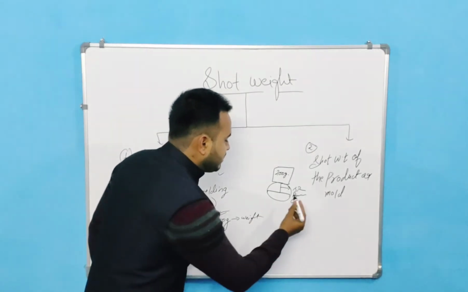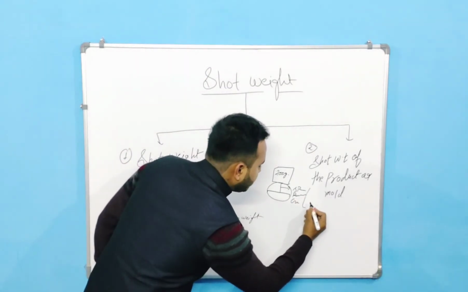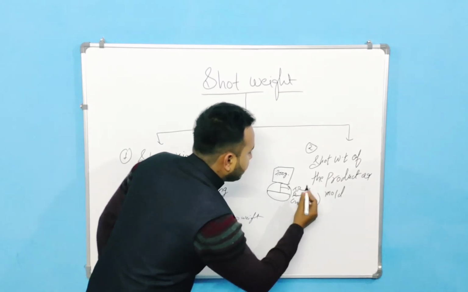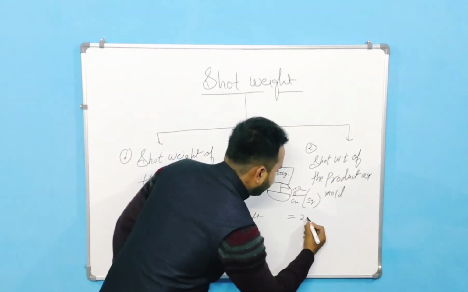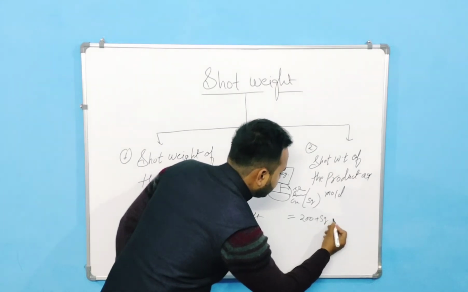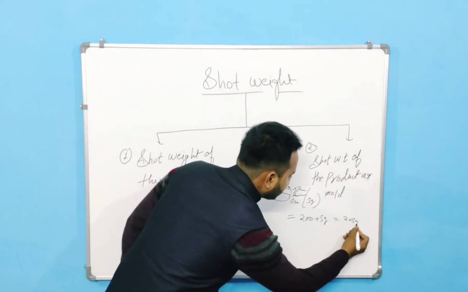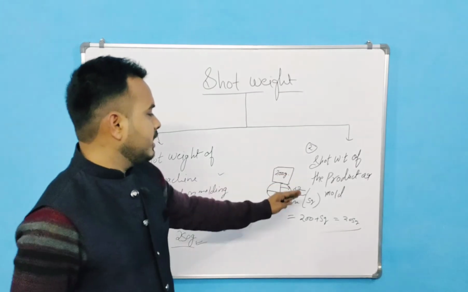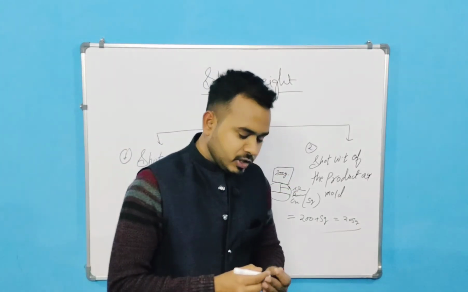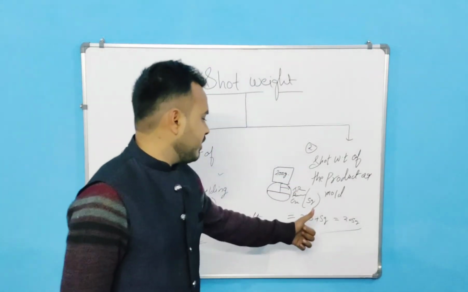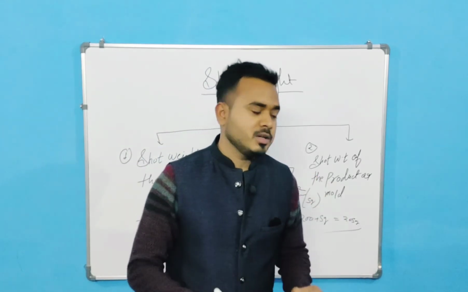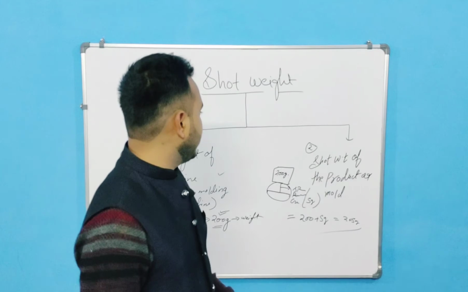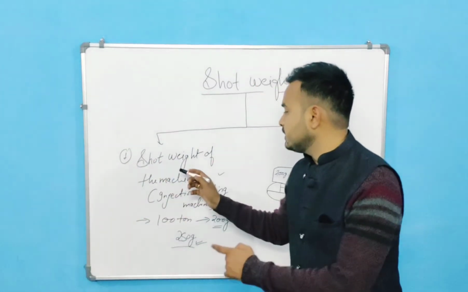Now what happens if the sprue, runner and gate has the weight of 5 grams? Then what will be the short weight of the product? The short weight of your product will be 200 plus 5 grams, which is equal to 205 grams. That means the short weight of your product or the mold will be 205 grams. That means the total weight of the product along with the feed system is called the short weight of the product.